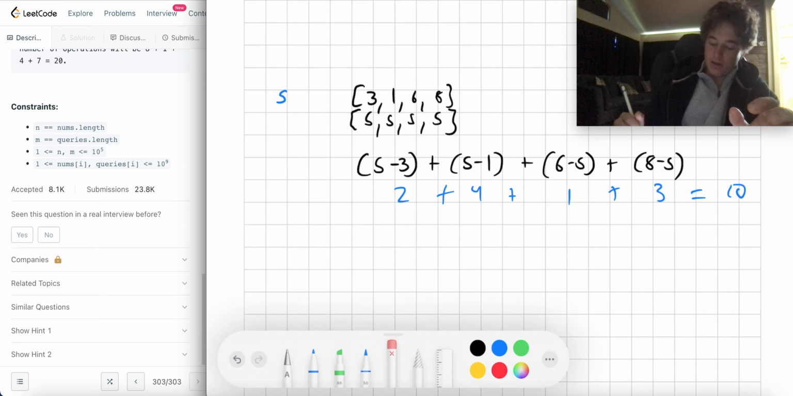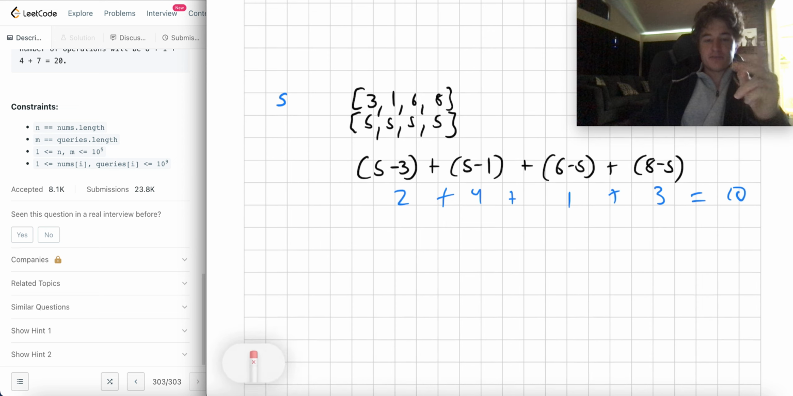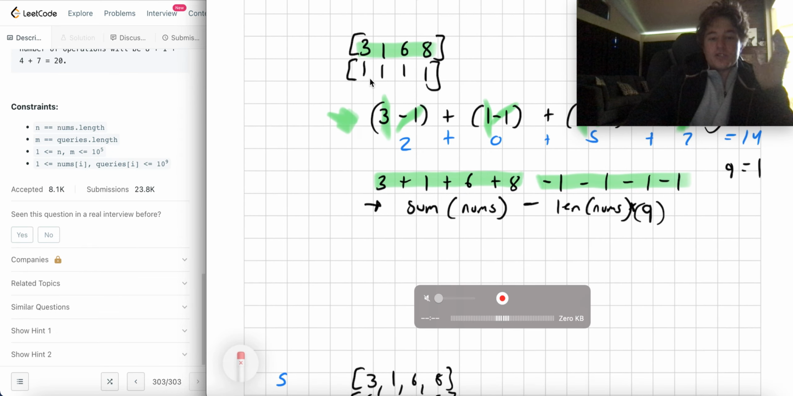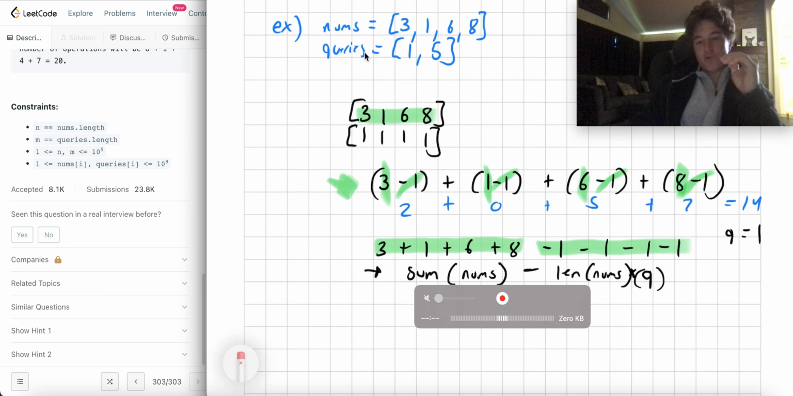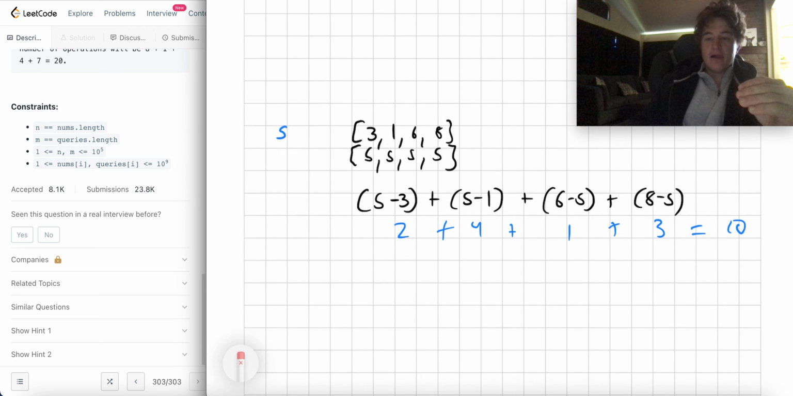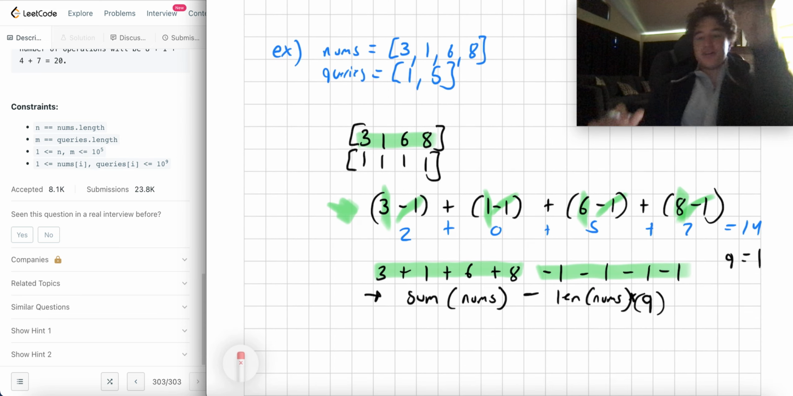Well, the issue was that since the query value was less than or equal to all the nums, it always followed this straightforward form, right? It always followed the form where we take the num and we subtract the query value. And the reason why is because everything gets decremented.